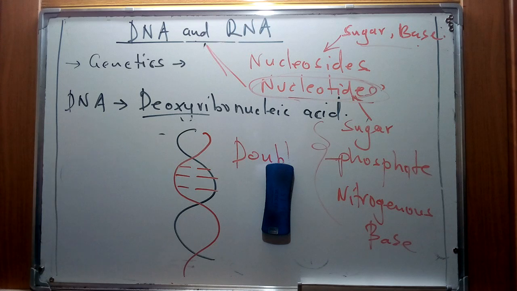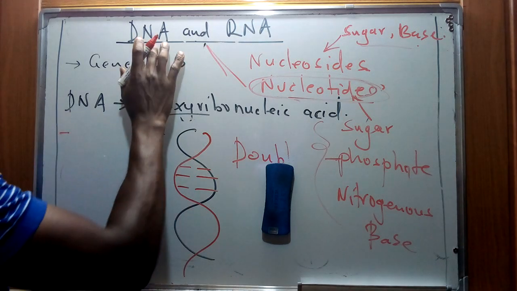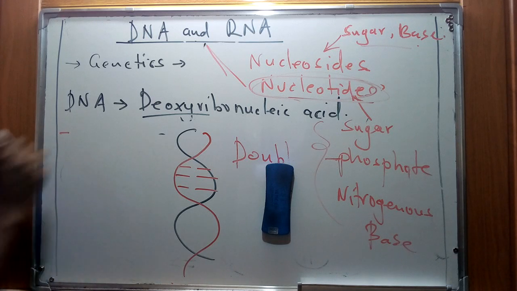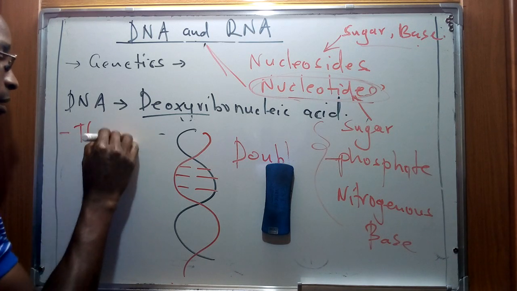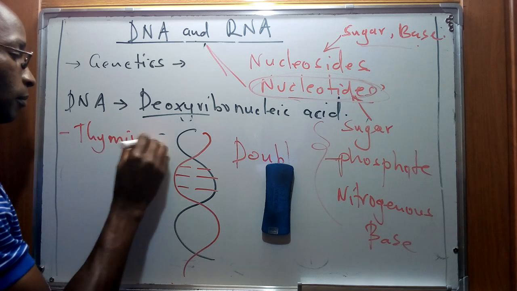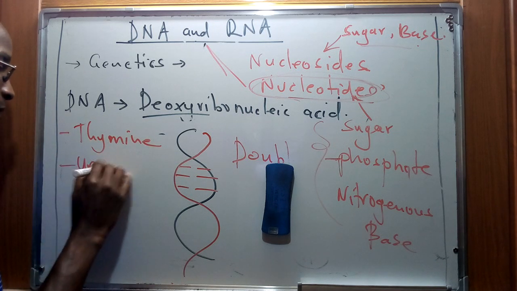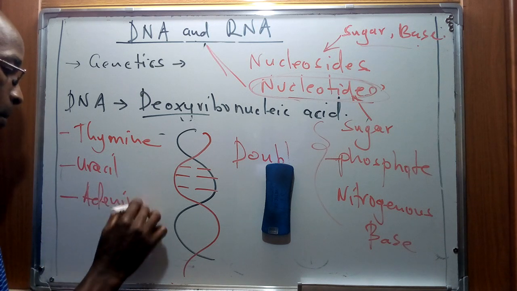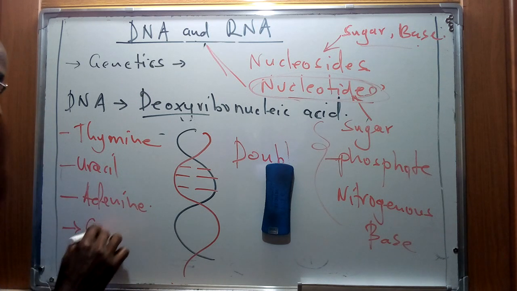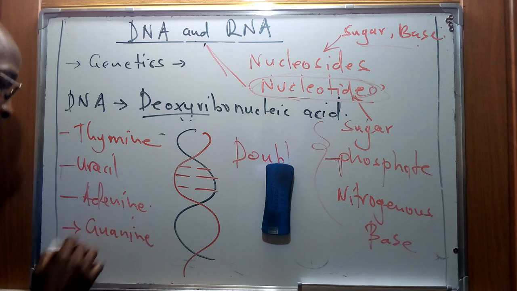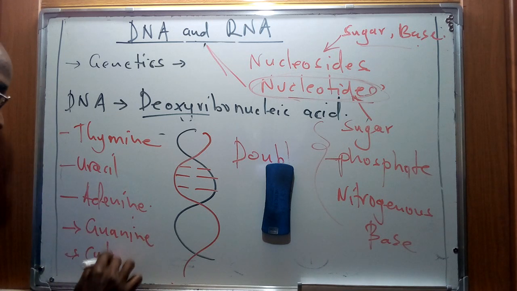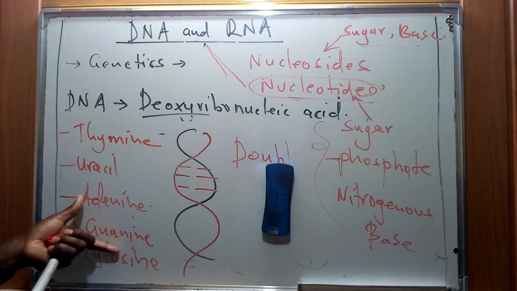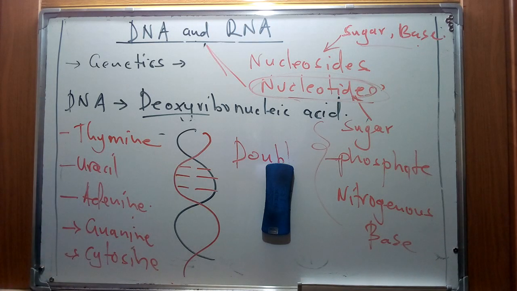Now, the bases that I've mentioned, which are contained in DNA and RNA, are given as thymine, uracil, adenine, guanine, and cytosine. So these are the nucleic bases that we're going to see being displayed in this DNA and RNA structure.